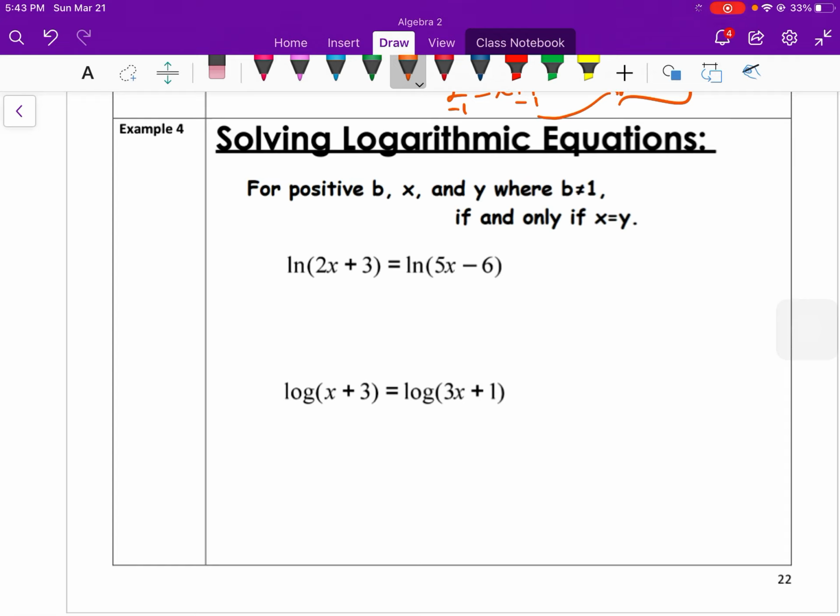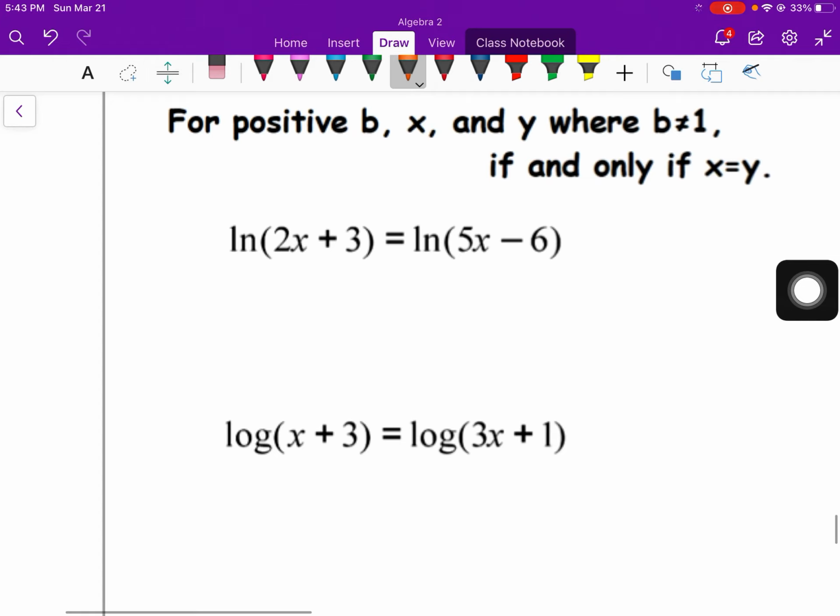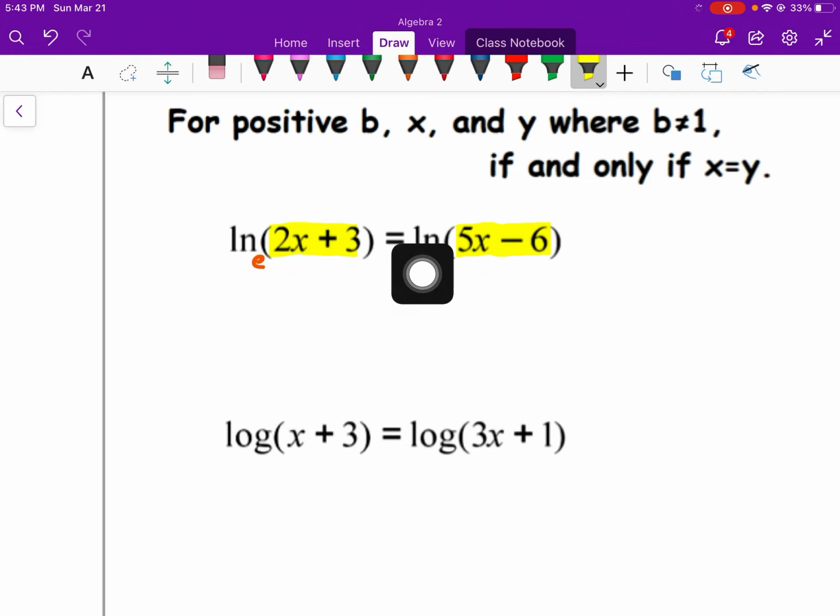Solving logarithmic functions. All right. For positive b, x and y, where b does not equal 1, log base b of x equals log base b of y if and only if x equals y. What does that mean? What does this abstract thing mean? Again, they both have a common base. Natural log has a common base of e. So you can set what's on the inside equal to each other if they both have that same base. Natural log of e equals natural log of e.